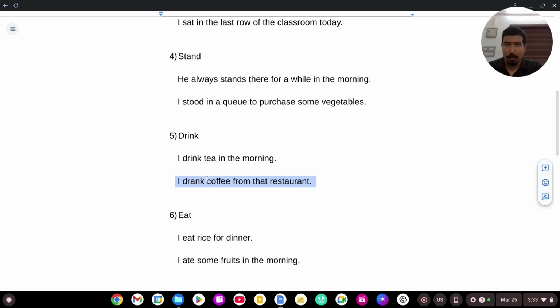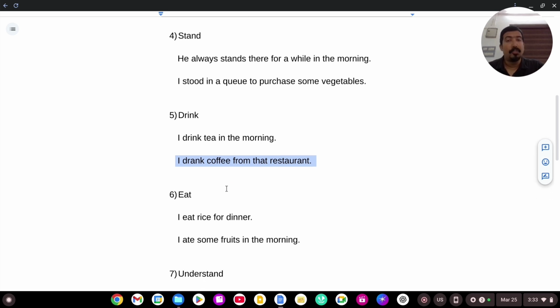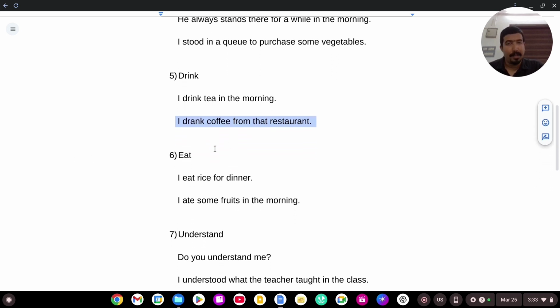Drink is the first form of verb, present form, and the past form or simple past form or the V2 form is drank. This is a completed action. I am telling my friend I drank coffee from that restaurant only after completing it. I drank it early, then I met my friend, then I told him I drank coffee from that restaurant. So you completed that action. Drink and drank. Kindly note it.